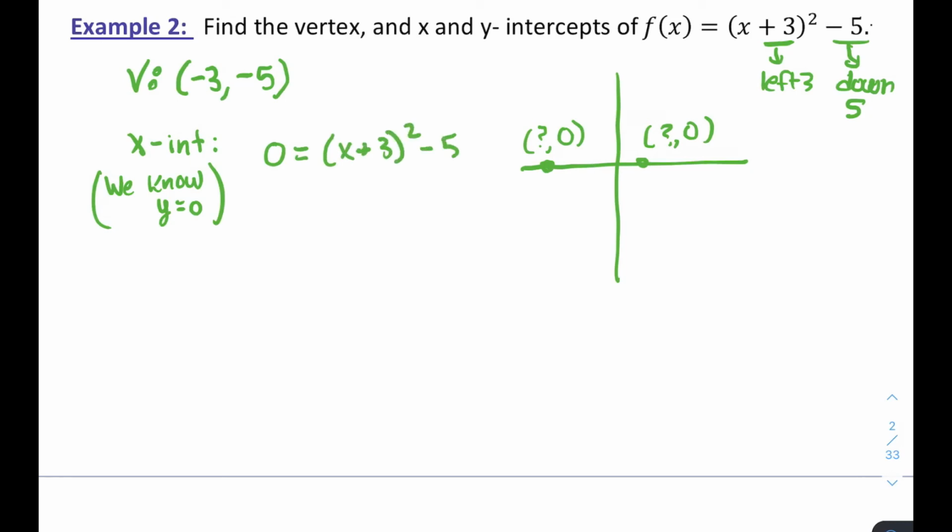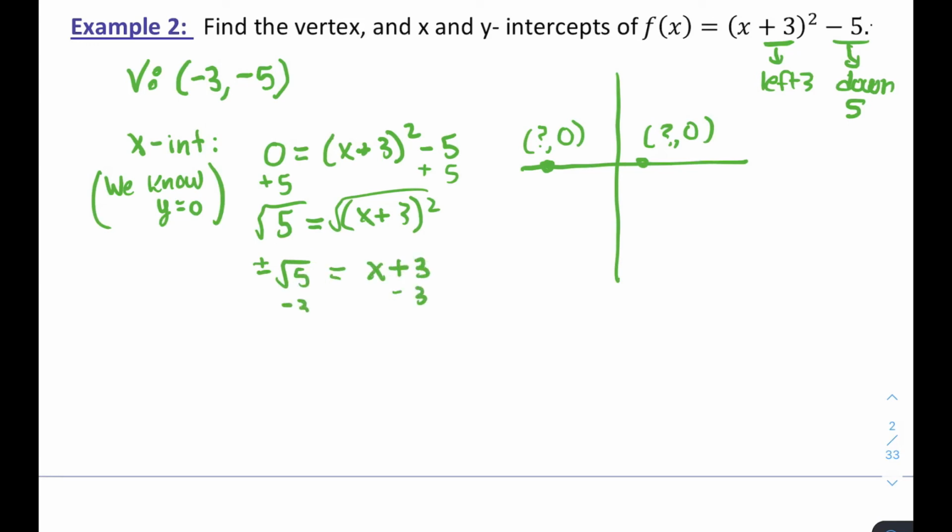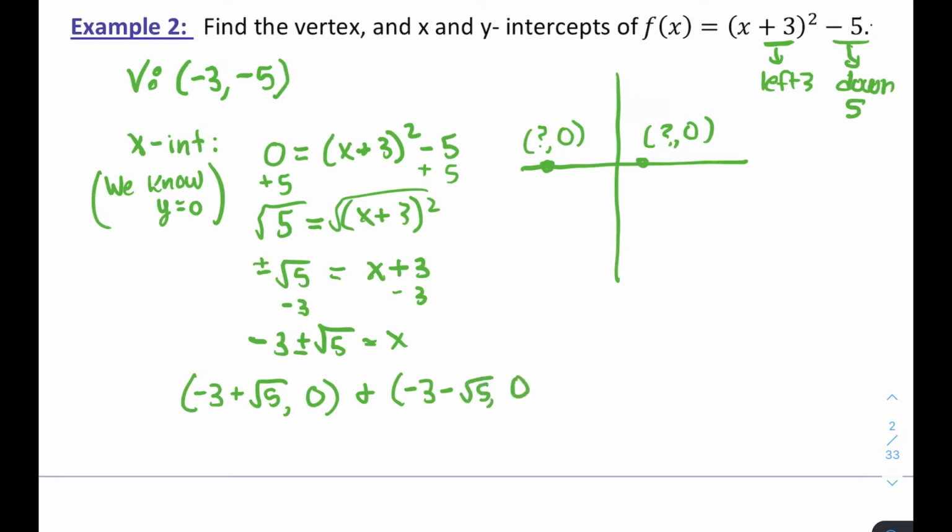So if I'm going to find my x-intercept, let me plug in 0 for y, and I'll solve for x. So I'm going to add 5 to both sides. And then I have the quantity x plus 3 squared equals 5, so take the square root of both sides. Don't forget you have positive and negative square root 5 when you do that, and then equals your x plus 3. Getting x by itself, subtract 3, so I'm going to write it as -3 plus or minus the square root of 5 equals x. And now that's really 2 different x-intercepts. One is the point -3 plus square root 5, 0, and one is the point -3 minus square root 5, 0. So my little sketch up here is just not accurate. I was just showing you, just heads up.